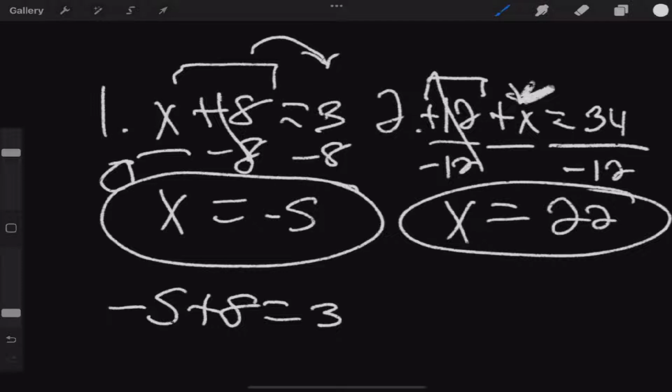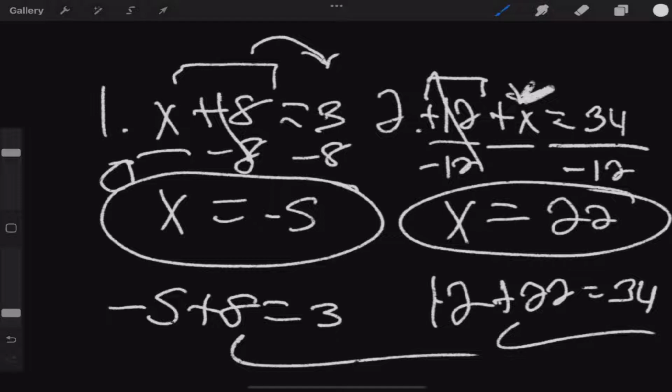And we can plug it back in by having our 12 plus 22 equals 34. And that right there is our equation, and it checks out. Both of them. So there you go. That is the subtraction property of equality, and it's really similar to addition. They pretty much go hand in hand. But our next property is going to be changing just a tad bit.